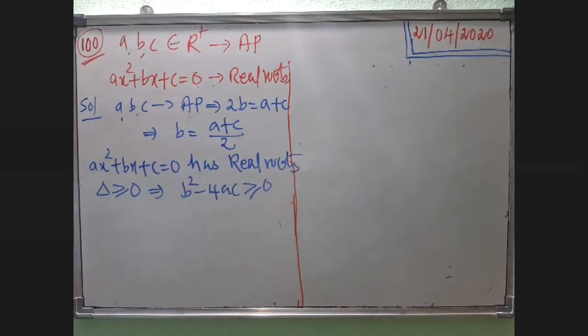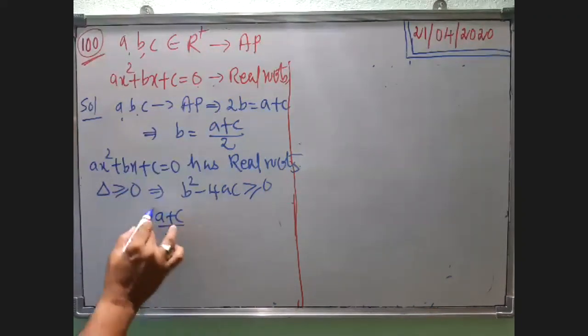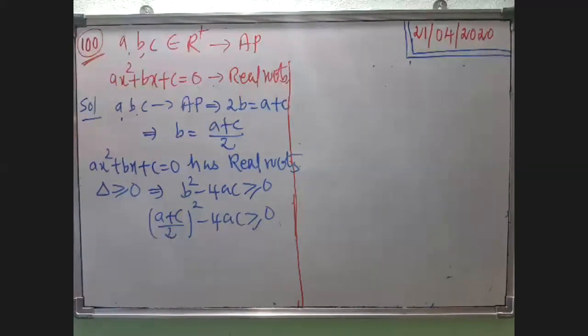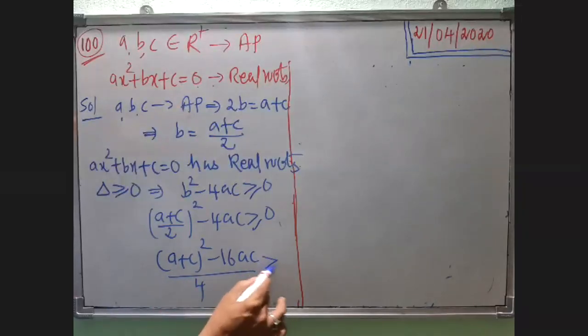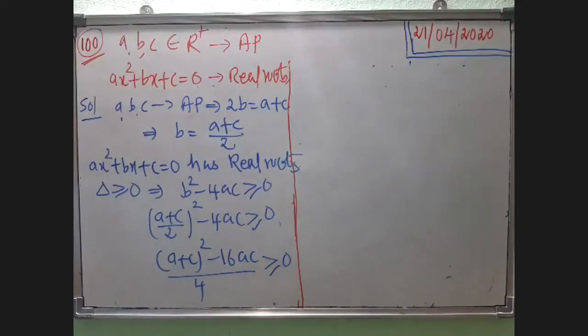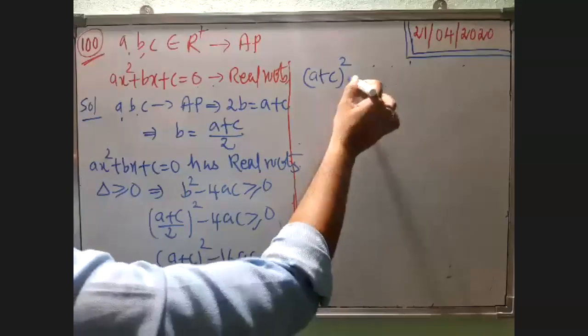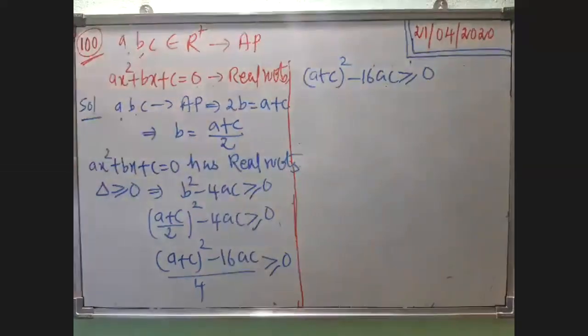Because discriminant is b square minus 4ac. What about the b value here? B value is (a plus c) by 2, whole square minus 4ac greater than or equal to 0. B square now. So you get here (a plus c) whole square minus 16ac by 4 greater than or equal to 0. What I have done? I have taken the LCM, 4 and 1. LCM is 4. (a plus c) whole square minus 4 times 4, which is 16. So I am getting here (a plus c) whole square minus 16ac value greater than or equal to 0.